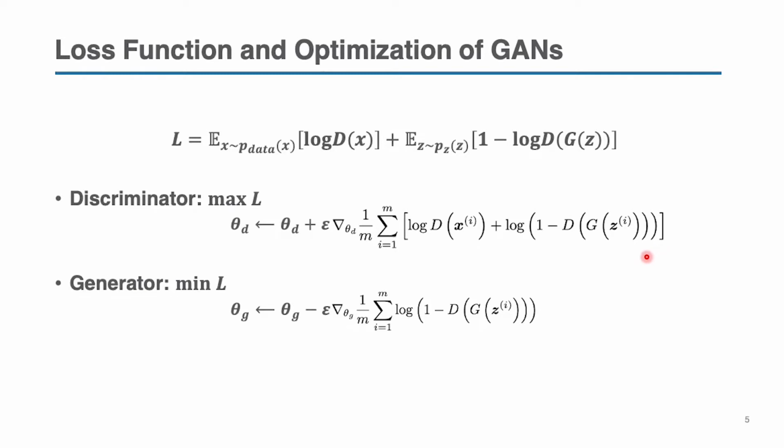As for the generator, we try to minimize the second term in the loss function because we want to fool the discriminator as much as possible, meaning that we want the discriminator to be unable to tell fake images from real ones, which is this term over here. And this is basically the two rules for the optimization of the two components inside GANs.